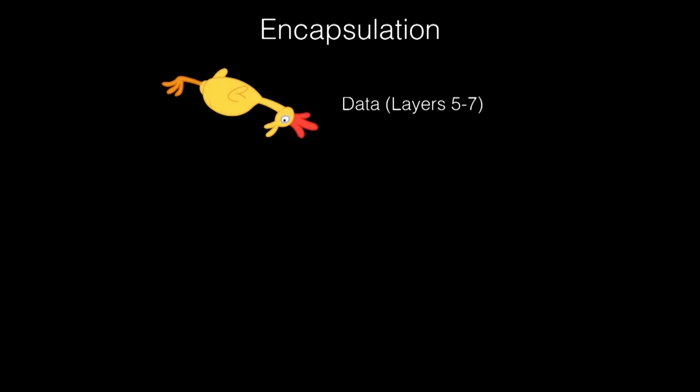So let's say that you have someone special in your life, like Bill Smith, and you wanted to send them a rubber chicken. That's going to be our data. That's our layers 5 through 7.